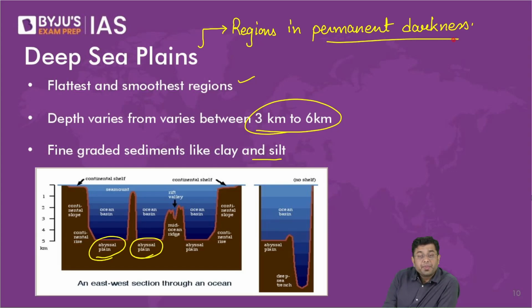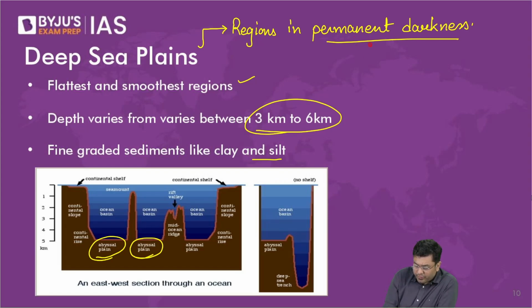These are the areas which end up experiencing the condition of permanent darkness. Okay. So here you have no sunlight available, so no photosynthesis can be carried out.